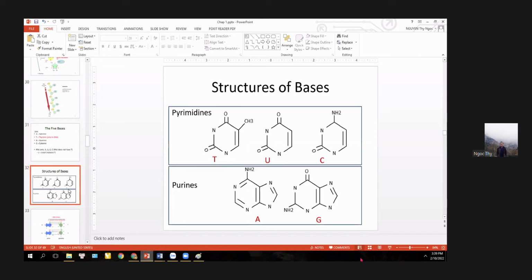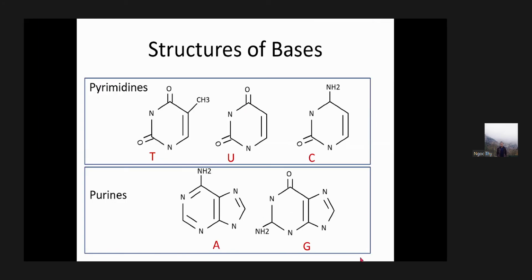And the structure of all the nucleotides is shown in the slide. A and G are the two bigger bases with two rings here. We call them purines. T, C, and U are the smaller bases with one ring. We call them pyrimidines. You can see that the structure of thymine and uracil is quite similar. The only difference is that a methyl group is attached at carbon number 5 in thymine, instead of a hydrogen in uracil. That is the only difference between T and U.